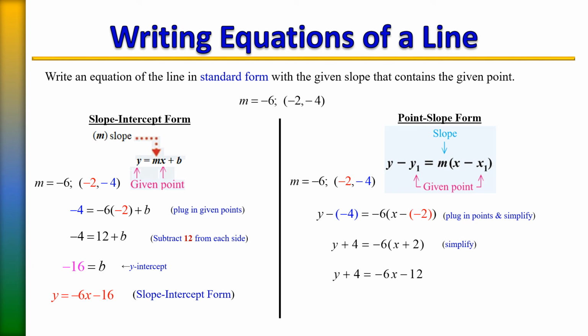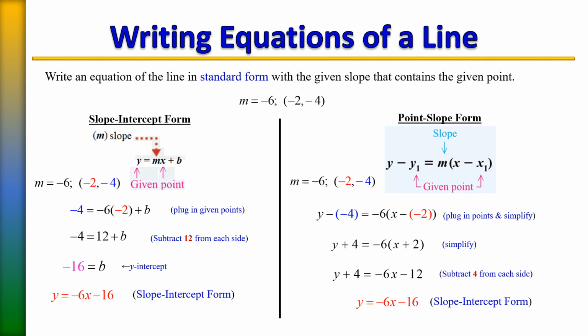One last step to getting y all by itself. What do we need to do? That's correct. Subtract 4 from each side. And y equals -6x minus 16, the same answer we got using the slope-intercept form.